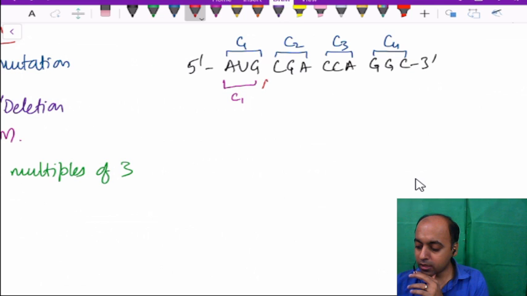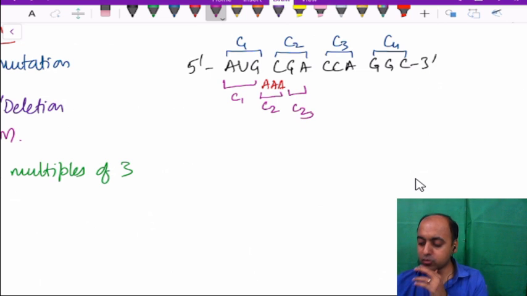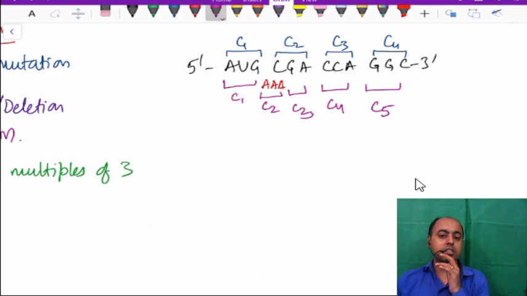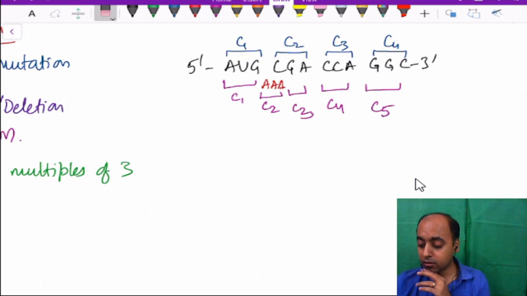We carry out insertion in multiples of 3, and then we read the codon. Codon 2 is AAA. What was previously codon 2 now becomes codon 3. What is previously codon 3 now becomes codon 4. What is previously codon 4 now becomes codon 5. This is when we have insertion in multiple of 3.